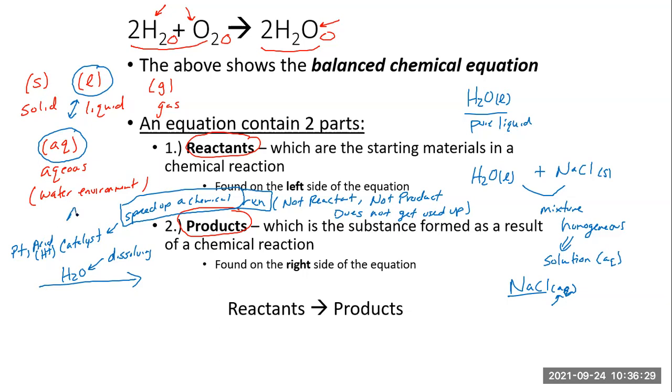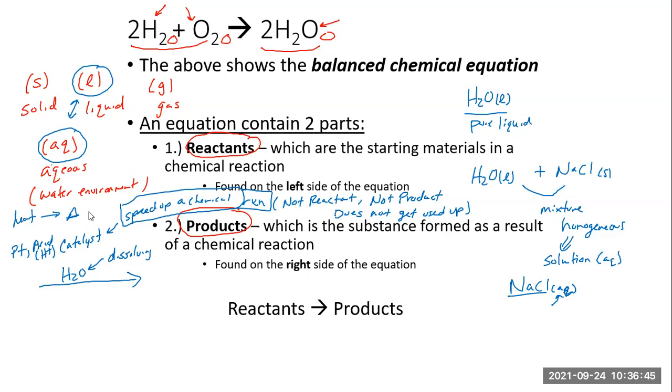Another common symbol that you sometimes see on top of the arrow is a little delta symbol. And usually if you see that on top of the arrow, that represents heat is basically being applied. So these are common things that we see in an equation.